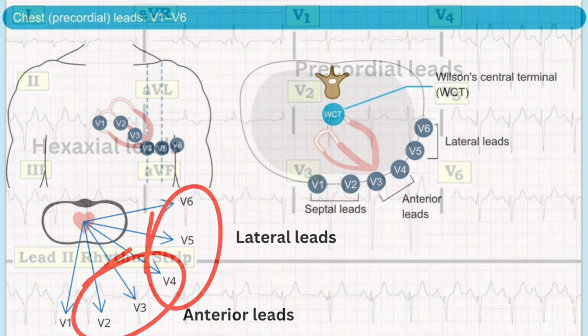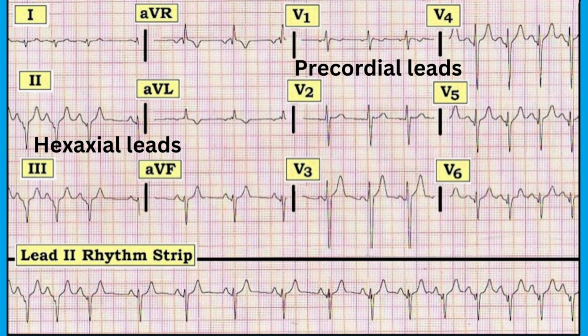Now on an ECG strip, these leads are placed in this direction. Lead 1, 2, 3, AVR, AVL, AVF. These are hexaxial leads, after which the precordial leads are placed: V1, V2, V3, V4, V5, V6. This is an ECG paper in which you can see lead 1, 2, 3 and all these leads placed in the same way. Now if you have noticed, beneath these leads you have another strip called a rhythm strip.